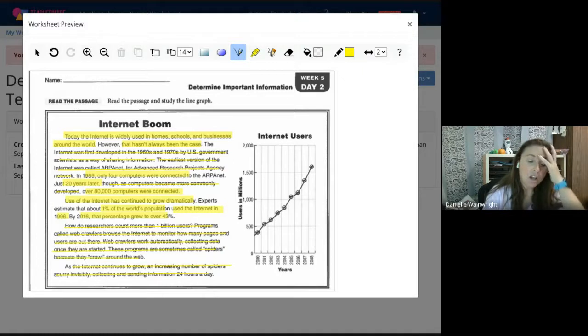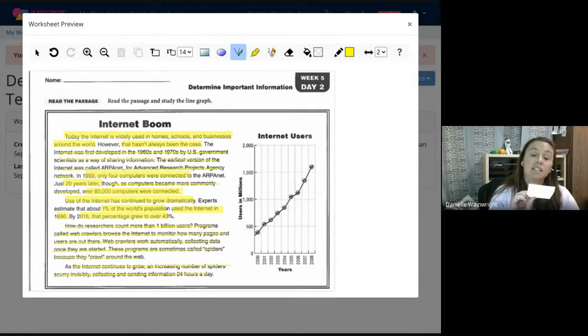Okay, so while the video was off, you probably noticed that the sticky note that says U.S. government scientists developed the internet, that is part of what we crossed off, and it is not a key detail or a main idea. The internet is widely used in homes today. That is a main idea or a key detail. More spiders are around now. That's part of what we crossed out. It's interesting, but not a main idea or a key detail. Web crawlers work automatically. Same thing. We've crossed it out already. It's interesting, but not important, not a key detail.